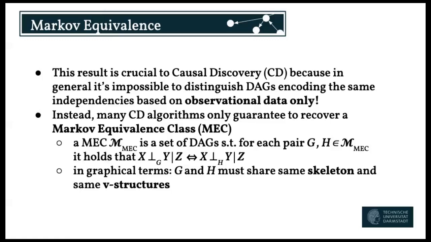Instead, what causal discovery algorithms typically do is they only guarantee to recover a so-called Markov equivalence class, which basically guarantees that you determine all the d-separation properties correctly, however, not more. We will see several examples of that during this lecture. The implication is that in the Markov equivalence class, the V-structures have to be all the same for all DAGs, and the skeleton has to be the same for all DAGs.